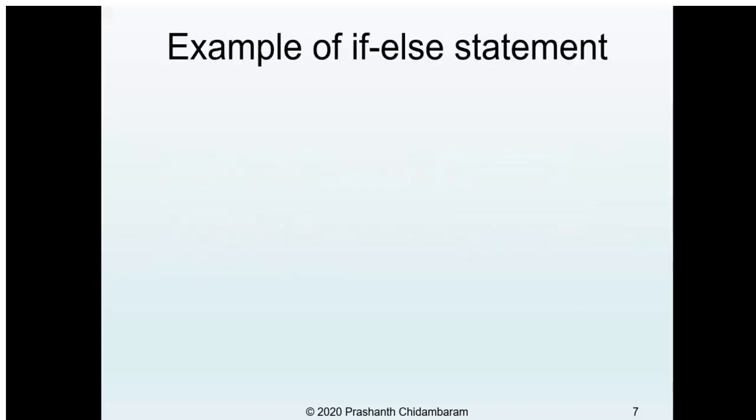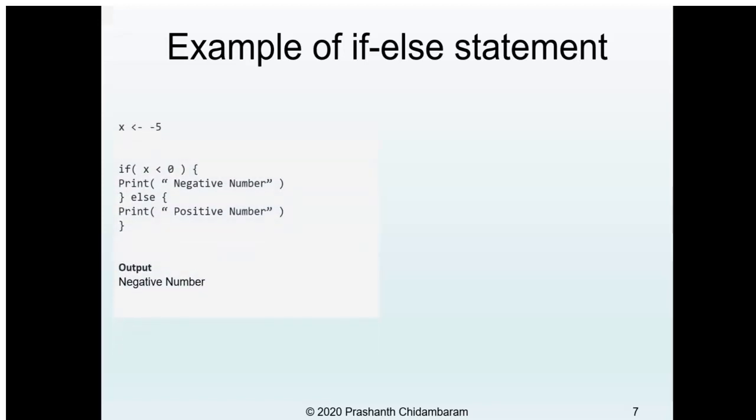Let's take an example of an if-else statement. Let's consider x equal to -5. If x is less than 0, it'll print a negative number, and else if x is greater than 0, it'll print a positive number. In this case, x is equal to -5, so the output is a negative number.